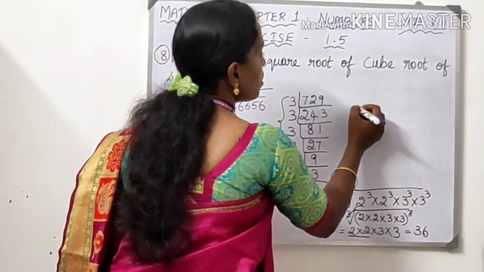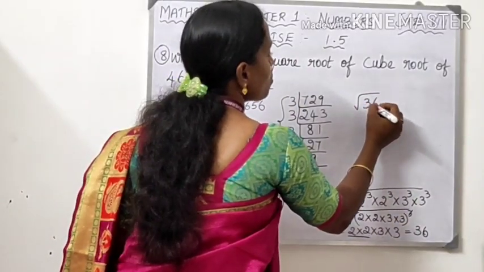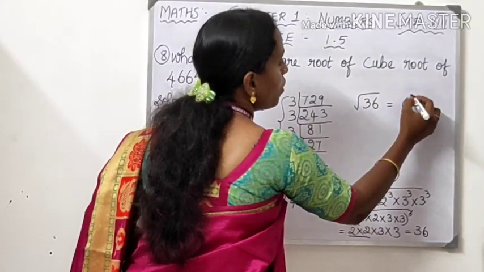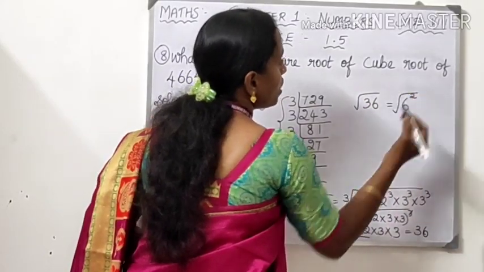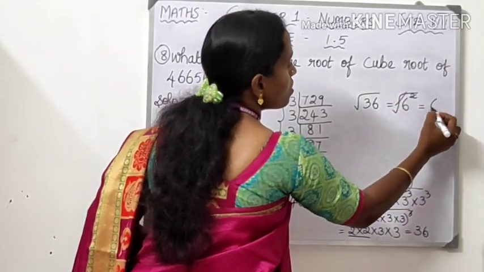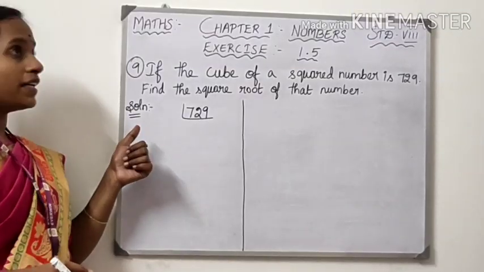How can we find out the square root of 36? So the square root of 36 is equal to, this 36 we can write in the form of 6 square. So here it is square root, so the square and the square root get cancelled. So what is our value? 6.